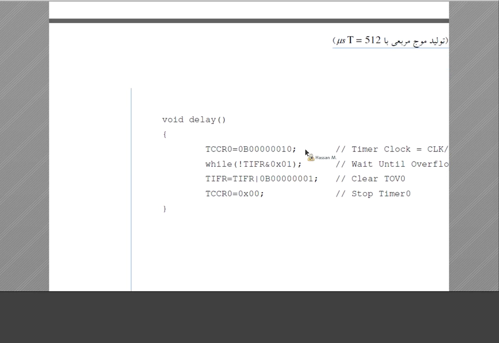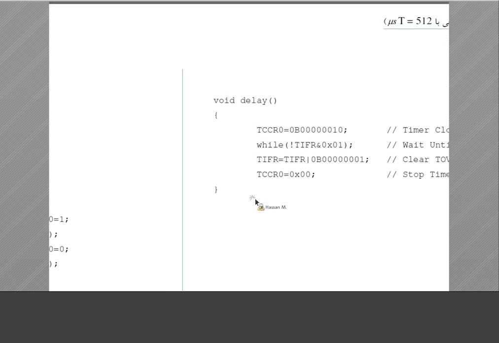Did I answer you or not? This is a simple example for working with timer 0 in normal mode. Is that right? Okay, finished.